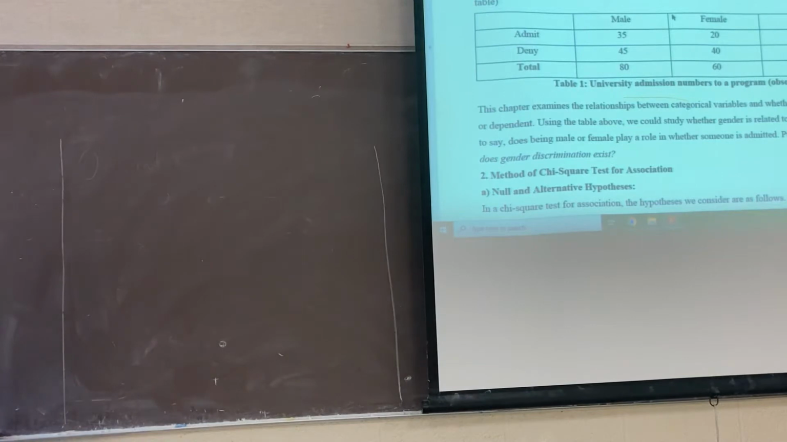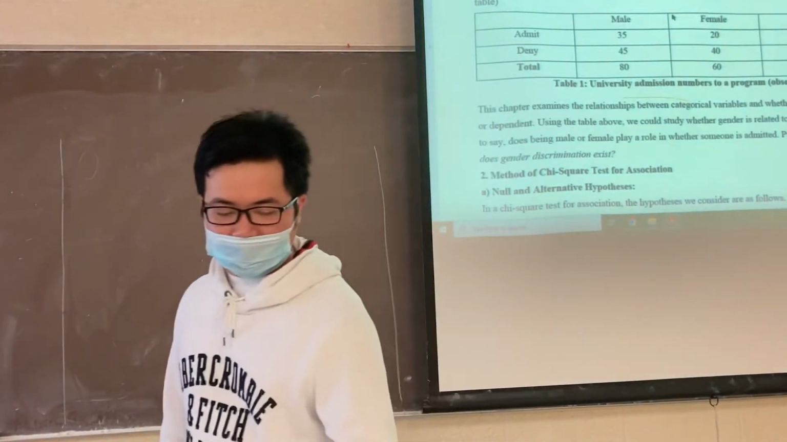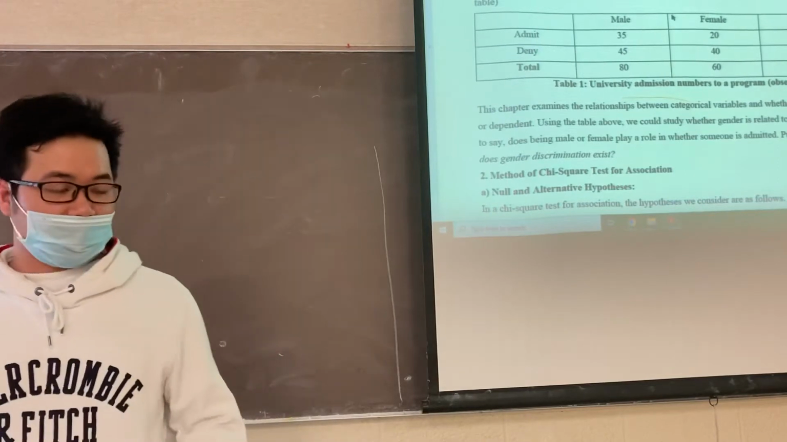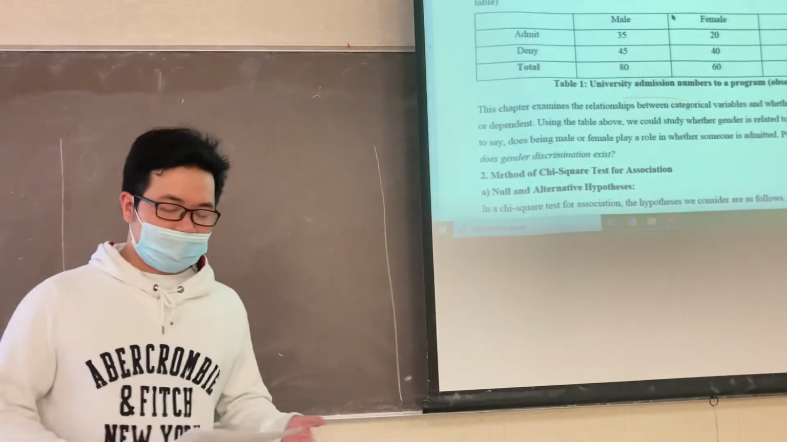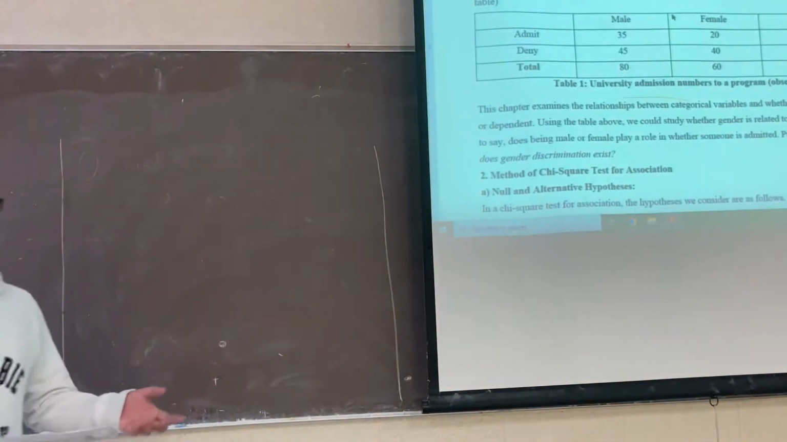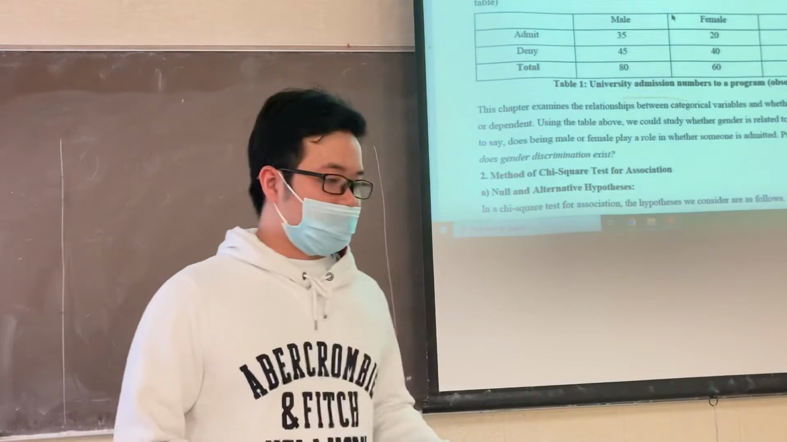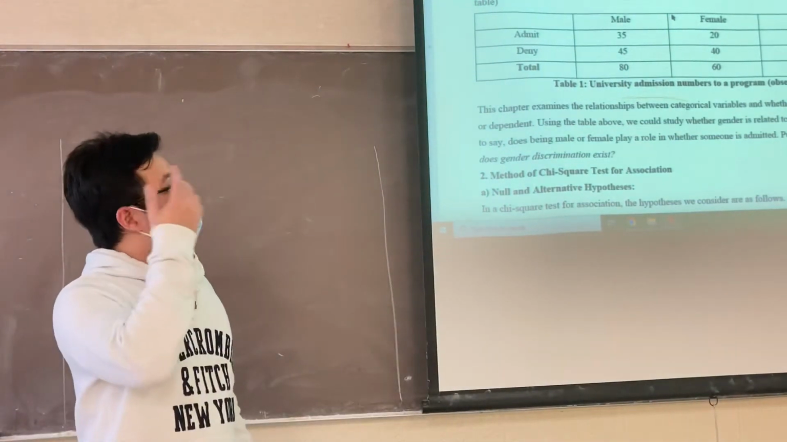Today we will move on to section 10.7, the chi-square distribution test for association. The last time we studied the chi-square, it was used for goodness of fit. But today we will move on to another kind of problem.